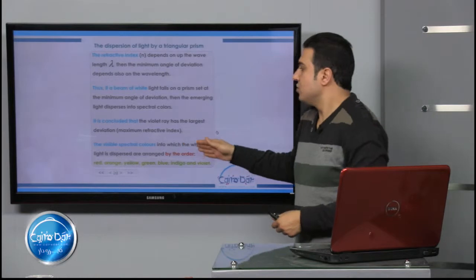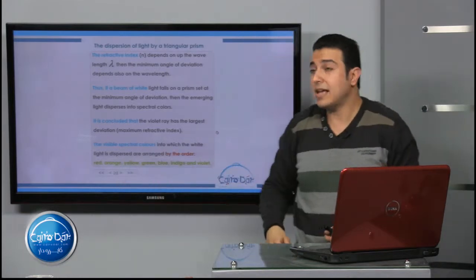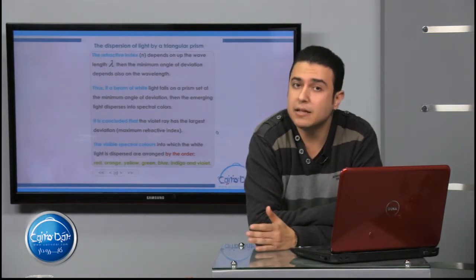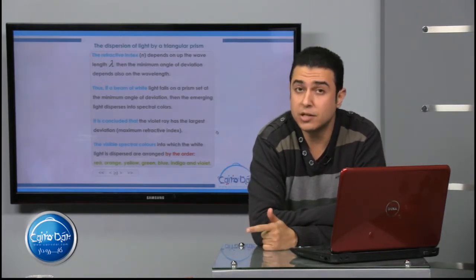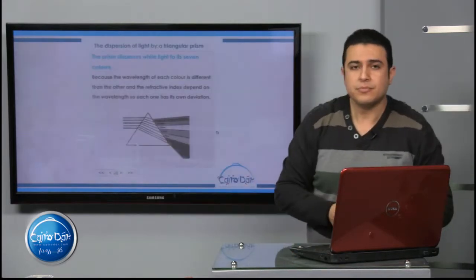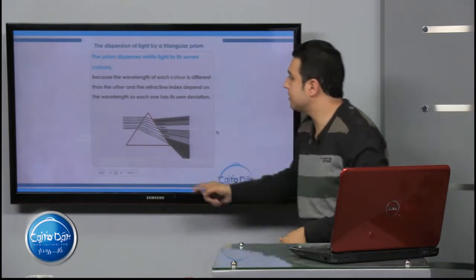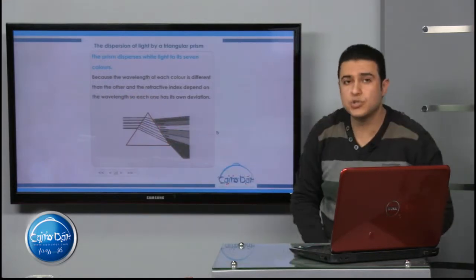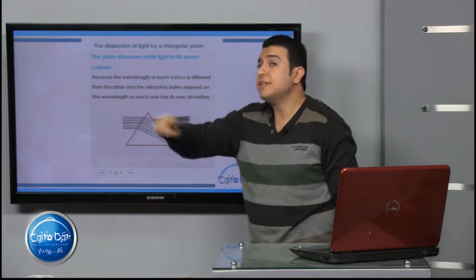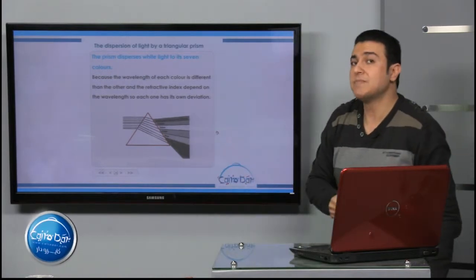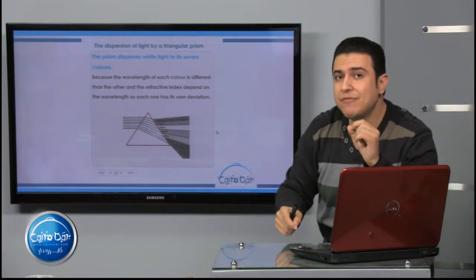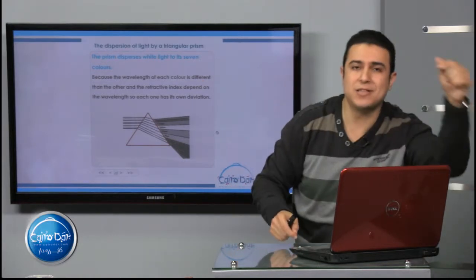So the visible spectrum colors into which the white light is dispersed, is split, can be arranged as I told you before: red, orange, yellow, green, blue, indigo, and violet. So we have here this triangular prism, white light, and it disperses, as you see, into these colors. When I ask you to give reasons why the prism disperses white light into its 7 colors, it is because the wavelength of each color is different from the other.